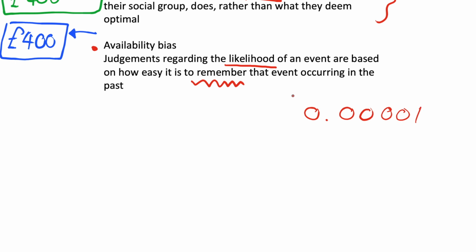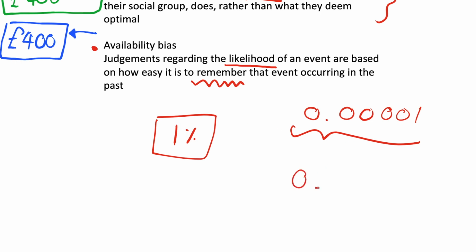I don't know the exact value, but it's going to be 0.000 something. However, we might put a value of 1% on our plane going down. Obviously, still a low value. Some people might think that there's a 1% chance of their plane going down, when in reality the figure is going to be a lot more zeros before that 1%. So we think of availability bias as we judge things on the likelihood if we remember something happening.